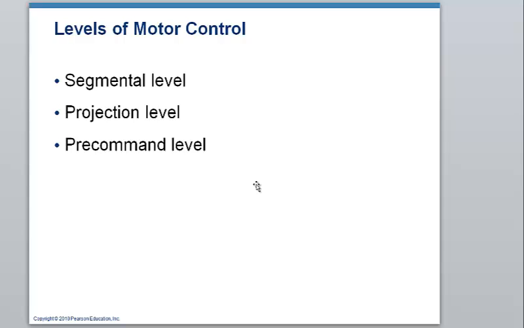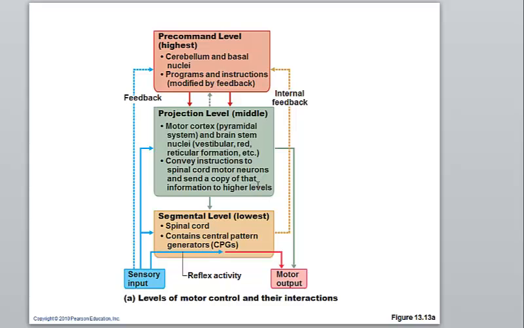Now, control. We discussed the sensory receptors or control levels before. This will be the motor control and their levels. Start off with the segmental, then the projection, and the pre-command level. Now, this is motor. So where is it going to start? The information is coming from the CNS, not from the sensory receptors, right? This is motor. Okay, so let's look at it. The highest, which is the pre-command level, is your cerebellum and your basal nuclei. Remember, I have told you that the blueprint is being made at your cerebellum.